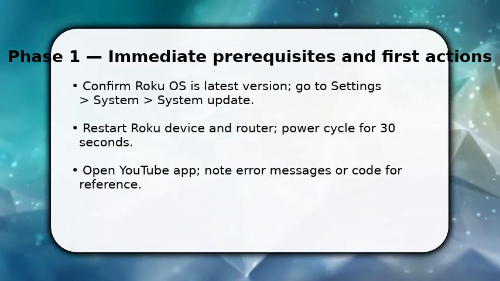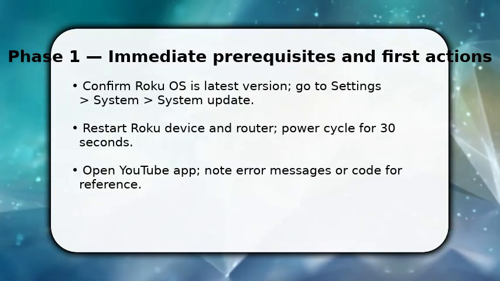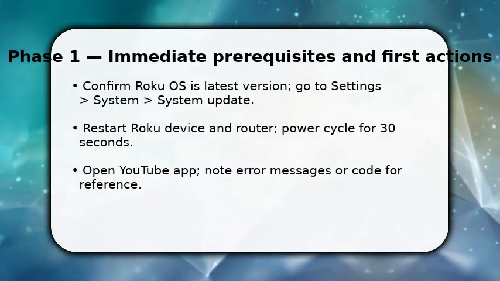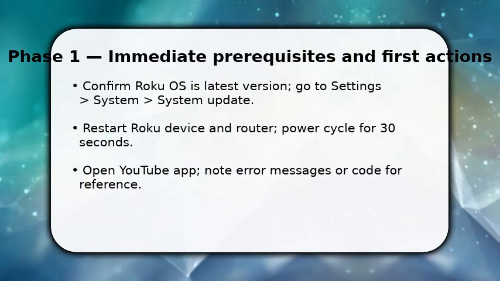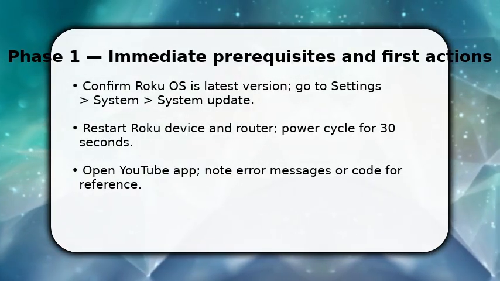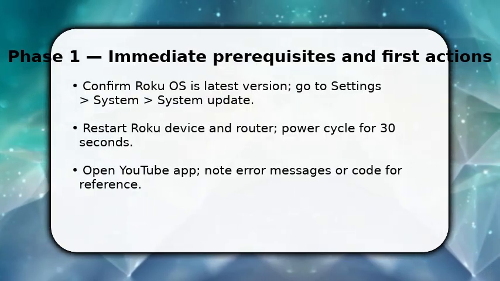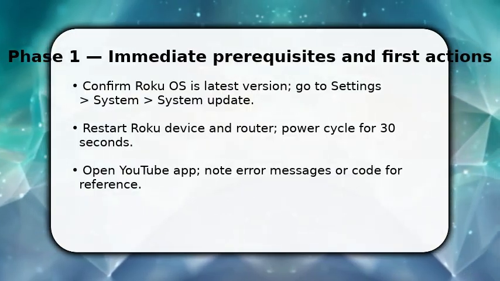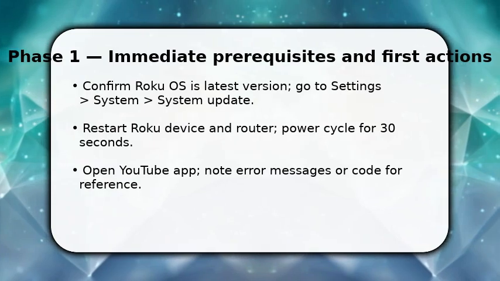Next, open the YouTube app and observe any error message or code. Write it down. This matters because specific codes map to different fixes. If the app loads, test a video. If not, move immediately to reinstalling and checking account and network credentials to avoid wasted time.